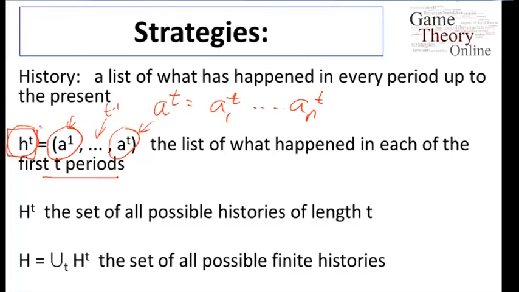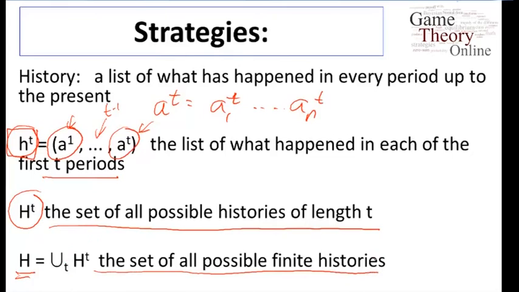A given history is a list of actions played, and then we'll let the set be denoted by H super t. That's the set of all possible histories of length t. And if we want to keep track of all possible histories, then we just take the union over all t's of the histories up through time t. So the set of all possible finite histories is just the union over all t's of these H^t's.